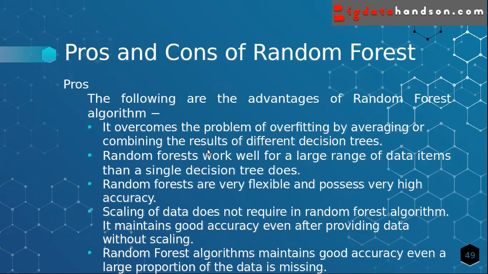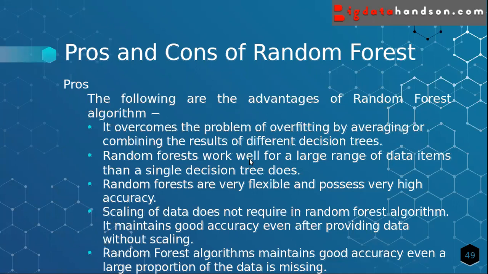And random forest has some pros and cons. The following are the advantages of random forest. It overcomes the problem of overfitting by averaging or combining the results of different decision trees. Random forests work well for a large range of data items than a single decision tree does, because inside the random forest we are splitting the data into samples.